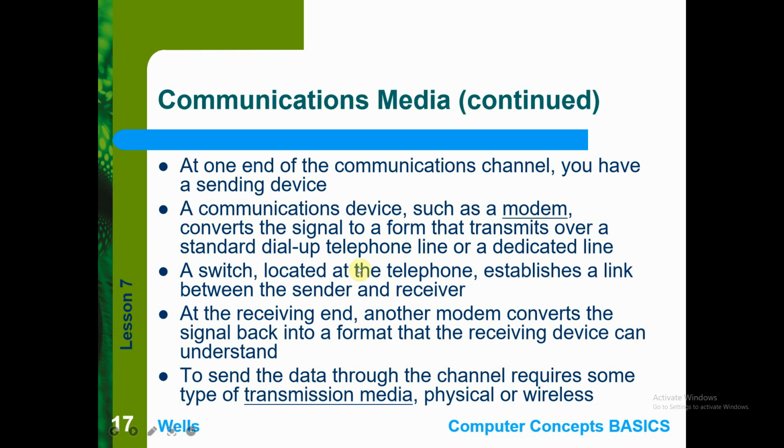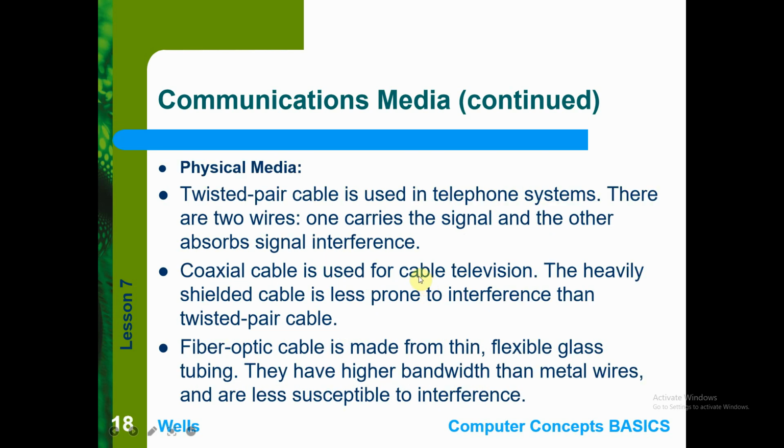So sending data through a channel requires a type of transmission, two types: physical or wireless. The same applies to broadband: there is wireless broadband and physical broadband. When we describe physical media, we have these three types of cables. In telephone systems, twisted pair cable is used. Of the two wires, one carries the signal and the other absorbs signal interference. Then coaxial is used for cable television, a heavily shielded cable less prone to interference than the typical telephone wires.